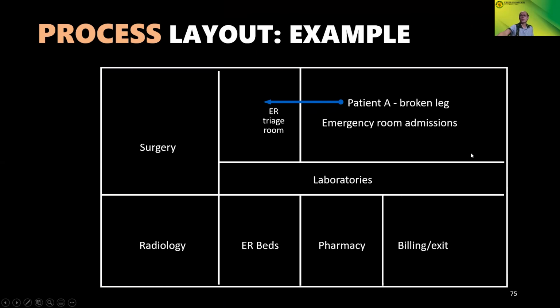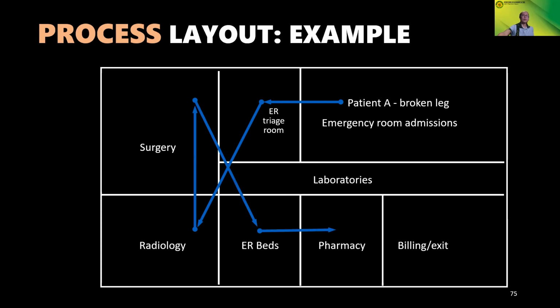So there are two types of patients here, if I'm not mistaken. Number one is a patient with a broken leg. The first stop is the triage room or the emergency room. Then from the emergency room, the patient proceeds to radiology to check the broken leg. From radiology, the patient goes to surgery. From surgery, the patient proceeds to the ER beds, then pharmacy, then billing or exit.